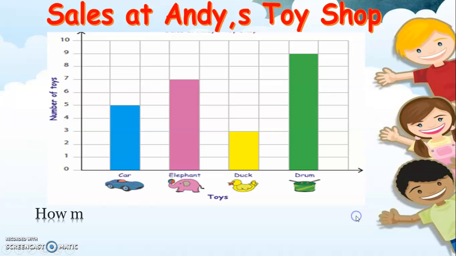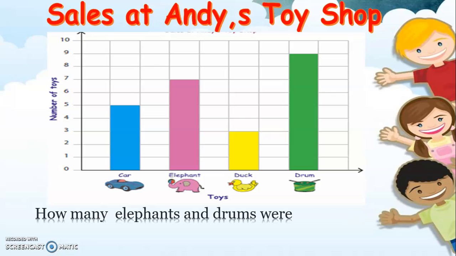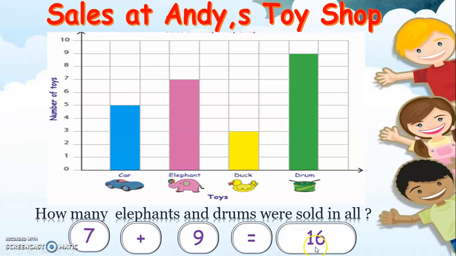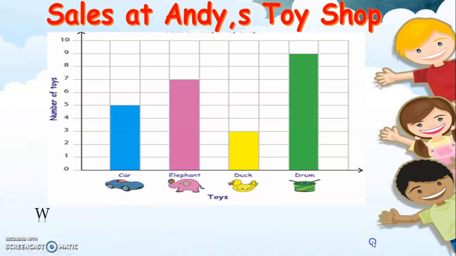Next one. How many elephants and drums were sold in all? In order to know the number of elephants and drums together, what we need to do is to add. First, the elephants sold is 7. Then add the number of drums, which stopped at the number 9. So 9 plus 7 is equal to 16. So there were 16 elephants and drums sold in all.